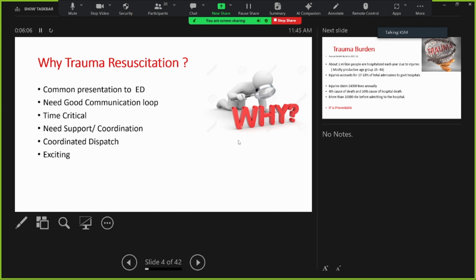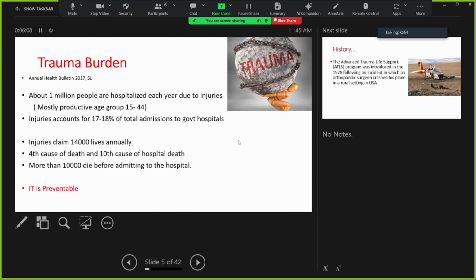Right, so keeping this in mind, we will talk about trauma and its burden initially. According to the 2017 annual health bulletin, about 1 million people are getting admitted per year due to trauma.